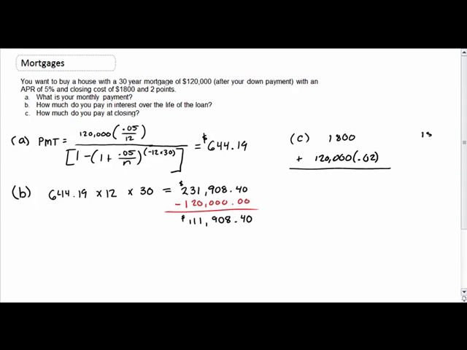Alright, so that's 1,800 plus, what's 2% of 120,000? 2,400. So let's see here, 1,800 plus 2,400 would be $4,200. So the day I sign my loan and I'm going to get my house, I need to pay $4,200 up front in closing costs, plus any down payments that you may have had. So a lot of things to consider when going into your house. Or when going into buying a house.